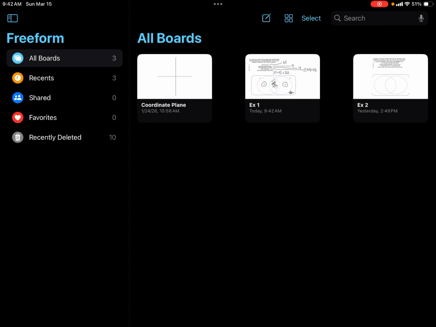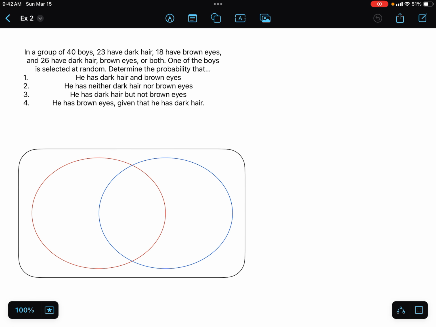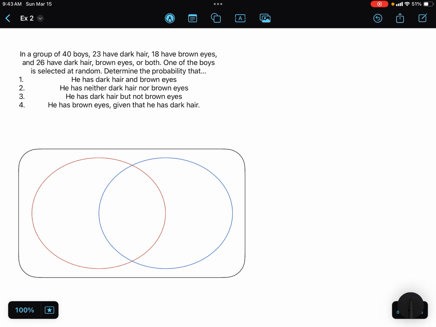Now, in this next example, we're going to create our own. I've put together a template here that we're going to fill in as we go. So in a group of 40 boys, that number is going to be important. There are 40 boys total. 23 have dark hair, 18 have brown eyes, and 26 have dark hair, brown eyes, or both. One of the boys is selected at random. Determine the probability that, and then we have a bunch of questions.